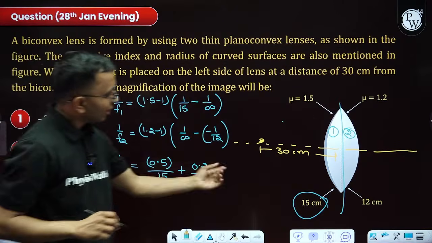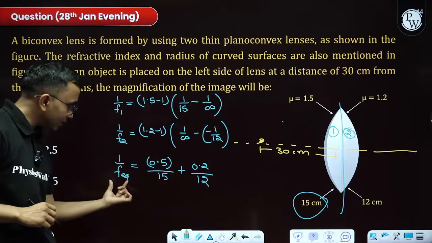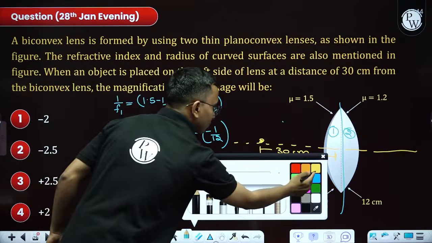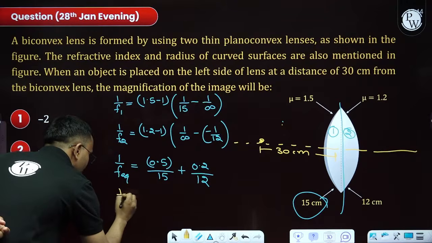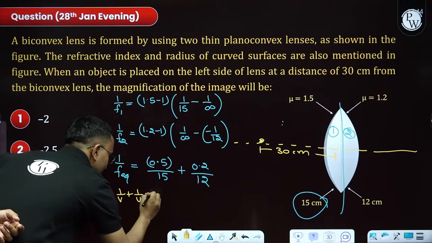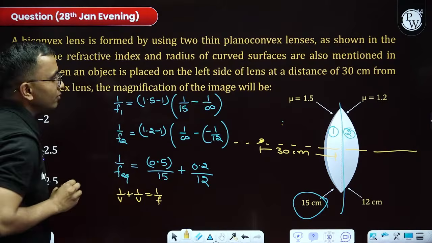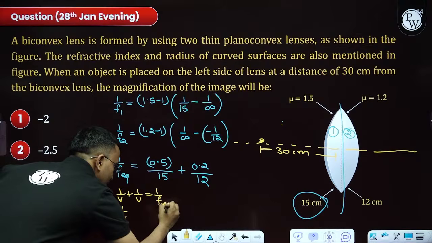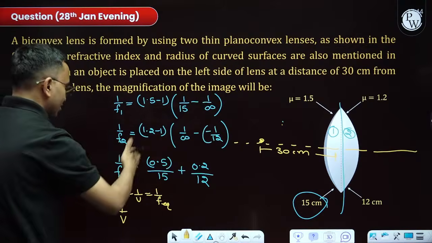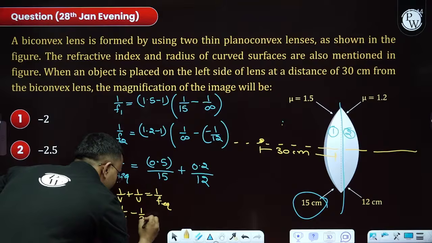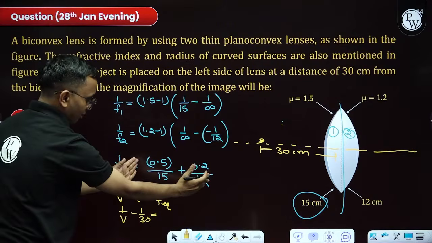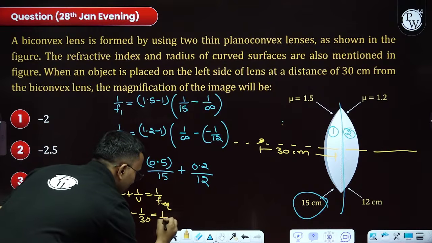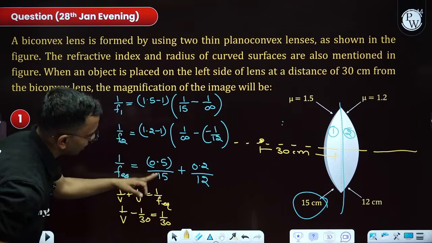Now the object is here, this is the focal length. Find where is the image. Use the lens formula: 1 by v plus 1 by u is equal to 1 by f. What is v? We need to find. What is u? U is minus 30. So minus 1 by 30 is equal to, this is my 1 by f equivalent. Put it as it is. This will become 1 by 30. Is it right? Yes, 1 by 2.